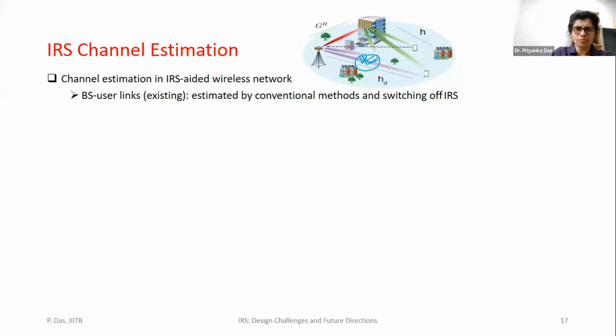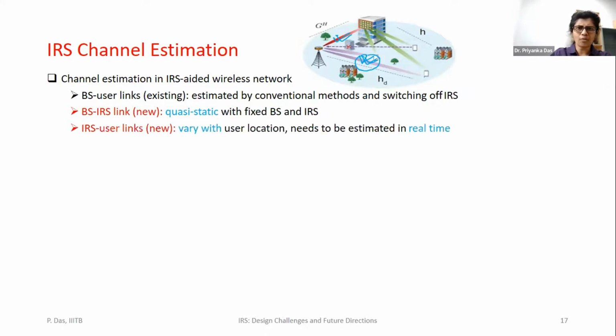What is the extra problem for IRS is that you have two more links apart from the BS-user link. One is the BS-IRS link, between the base station and the IRS, which might be quasi-static because my IRS is not moving. It's fixed, I have a patch, I just fix it on the wall. The base station is also fixed, so this is almost a quasi-static channel. And you have a moving channel from the IRS to the users. It's still varying, and you need to estimate it very carefully in real time. So this is the two extra burdens that we have to think of.